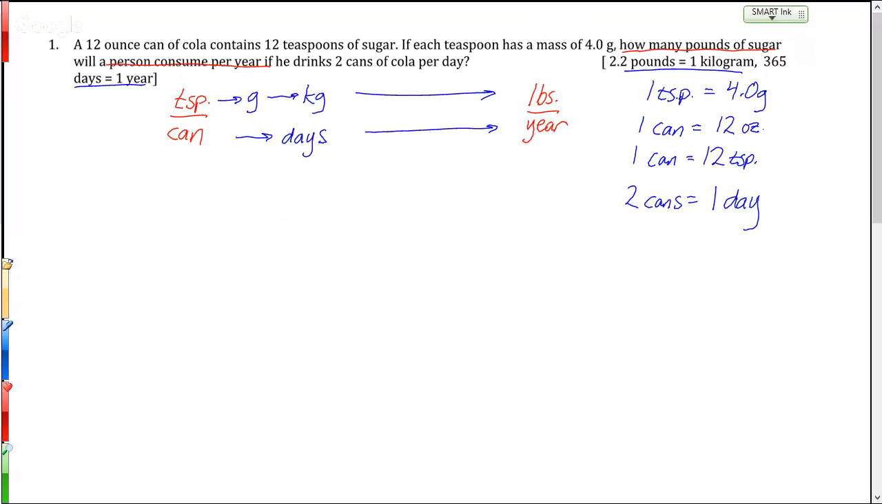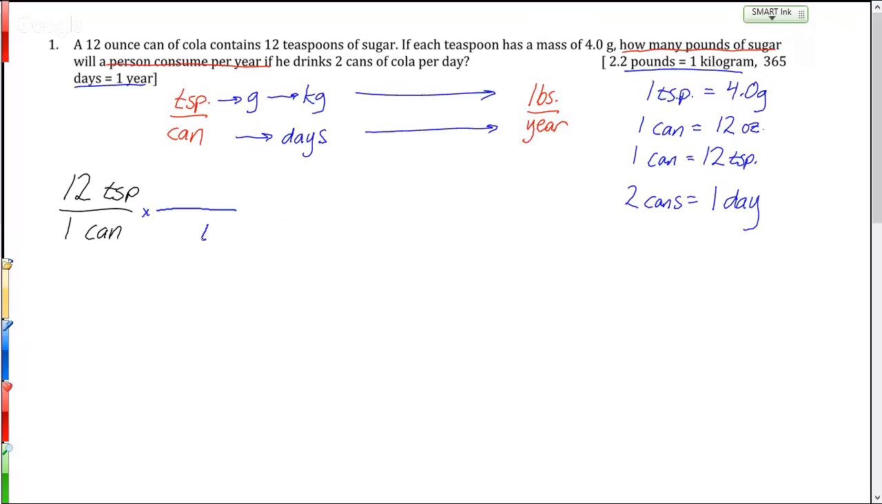All right, so now we have to set up our equation. At each point, we're going to cancel things by having them on the opposite side of the fraction. And just to keep everything straight, let's do one side first and the other side second. So let's do the top first and then the bottom second. We'll start with 12 teaspoons per 1 can. And then let's multiply by factors to get us from teaspoons to grams to kilograms to pounds.